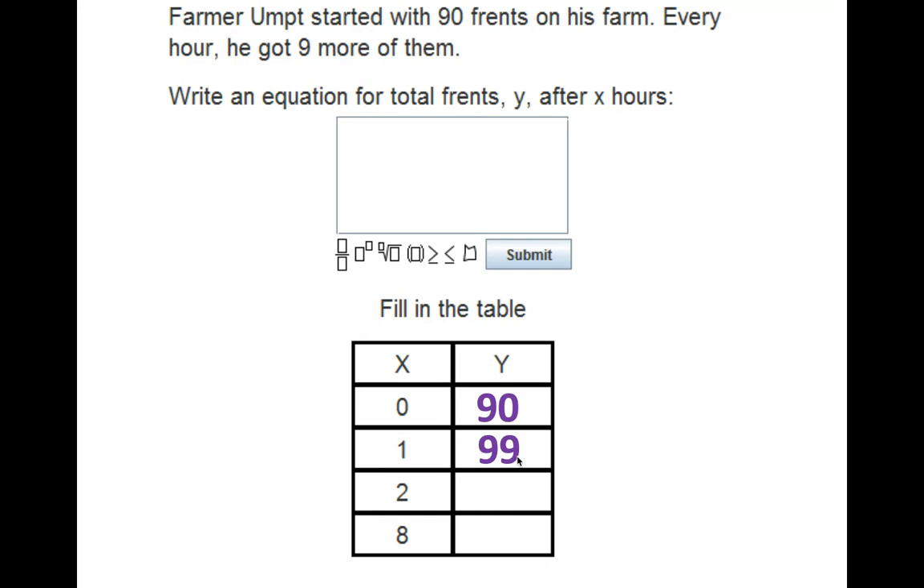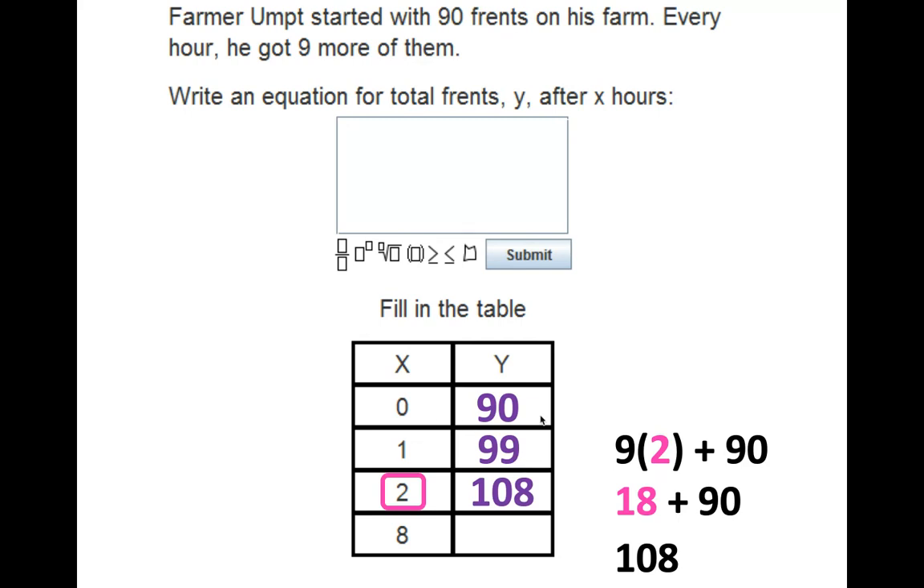Okay, so then 2 hours. So after 2 hours, how many would that be? Well, every hour you get 9 more. So 9 times 2, 18. So after 2 hours, we'll have added a total of 18 to the 90 that we started off with. 18 plus 90, 108. And we could count that up. We could look at the table and go 90 plus 9 is 99, plus 9 is 108. Or we could use that concept that every hour you get 9 more. So if there's 2 hours, 2 times 9 is 18, add it to what we started with.